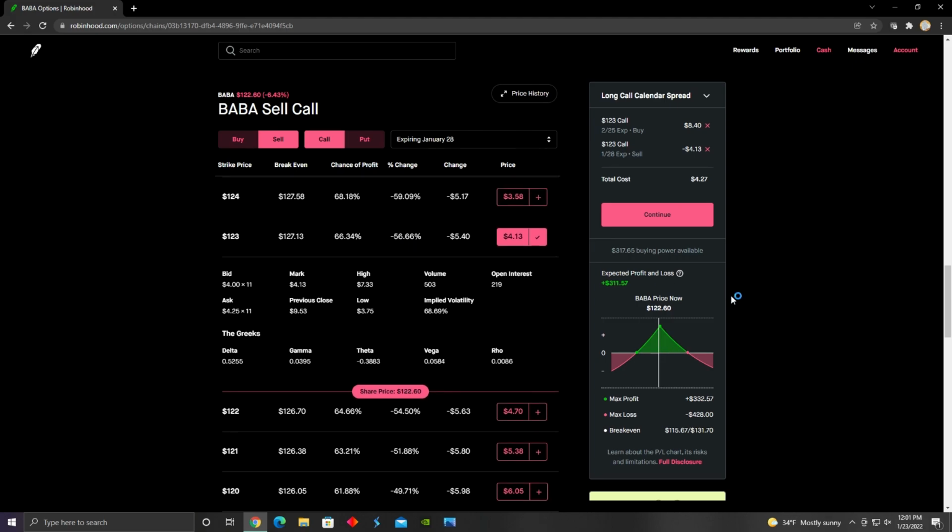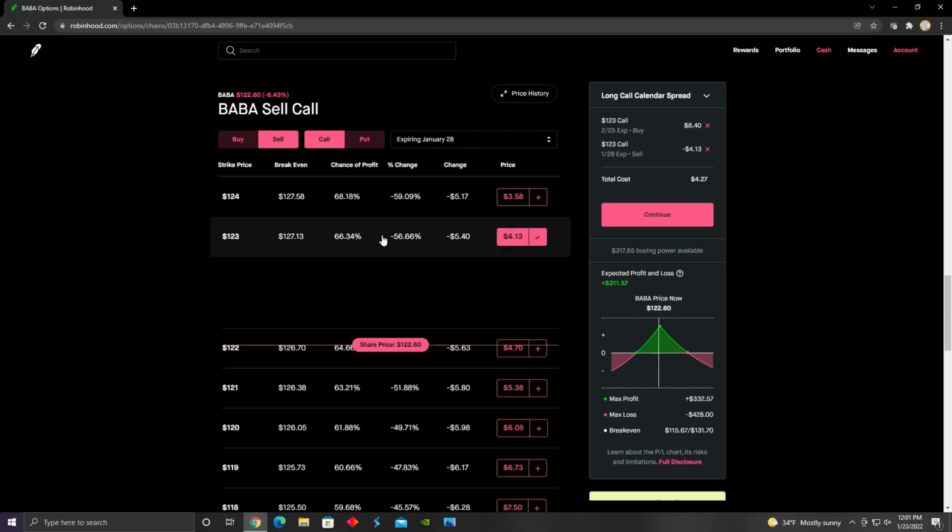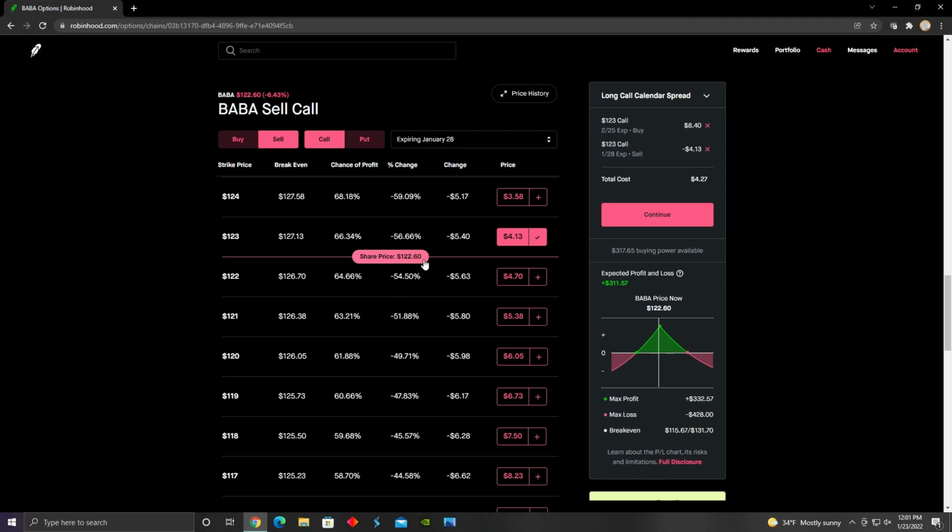So in this case, the best case scenario for someone who opens up a long call calendar spread like this would be for them to basically experience no volatility up until the expiration date of their short call. So in this case, January 28th, as long as the share price traded sideways that entire time and the short call expired slightly above the share price of the underlying asset, like it's positioned right now, the short call would essentially expire worthless because it doesn't have any intrinsic value.